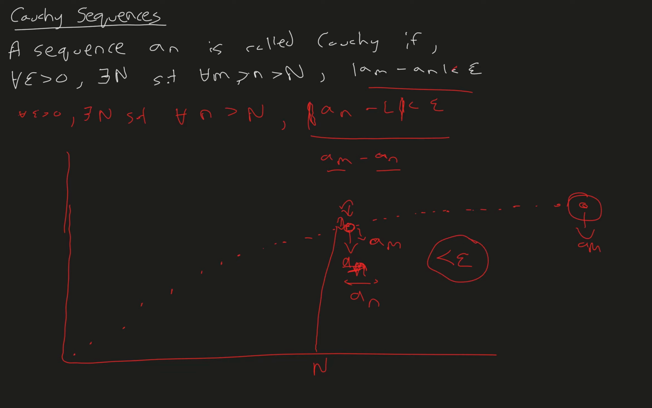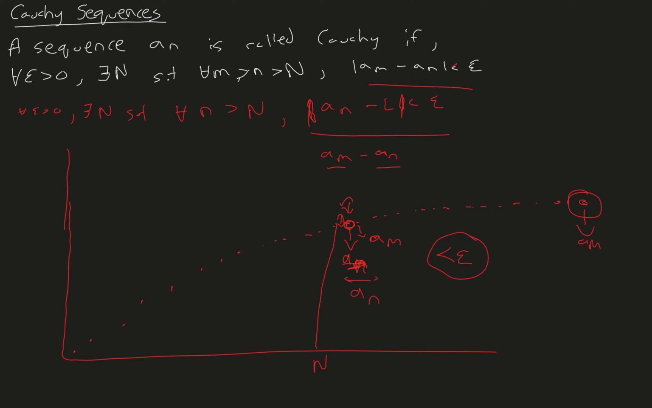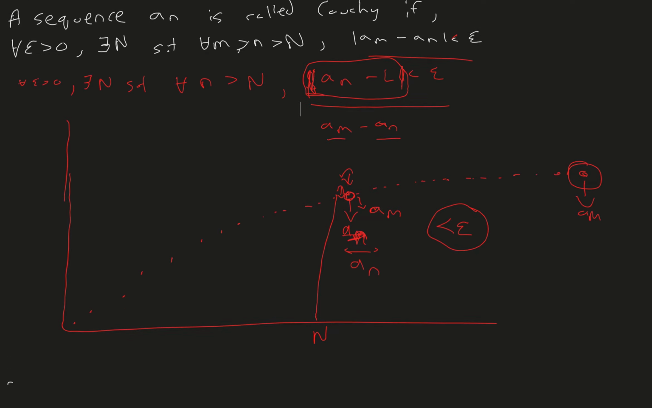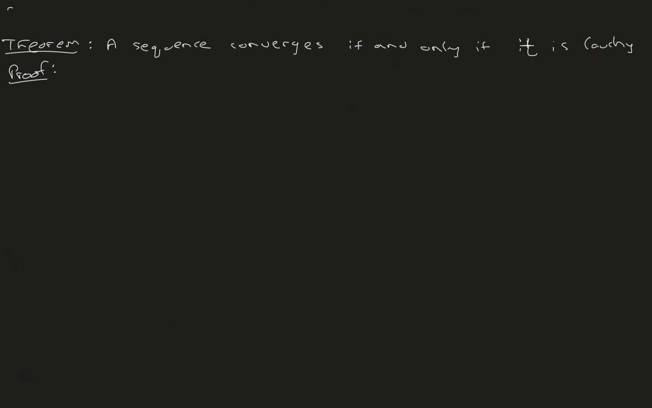That's basically what a Cauchy sequence is: if two elements after some certain N, the distance between the two elements is less than epsilon. If you notice the difference between Cauchy sequences and convergent sequences, for convergent sequences the distance between any term and the limit L is less than epsilon. For Cauchy sequences, the distance between any two terms is less than epsilon.